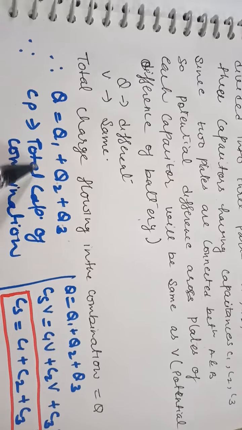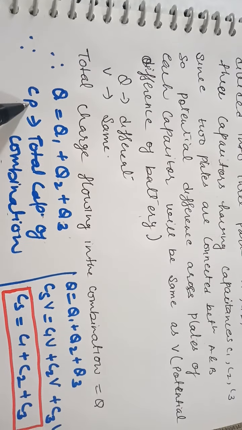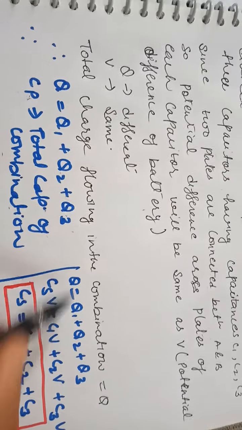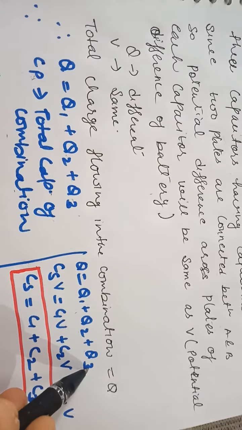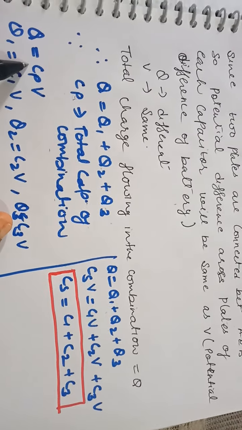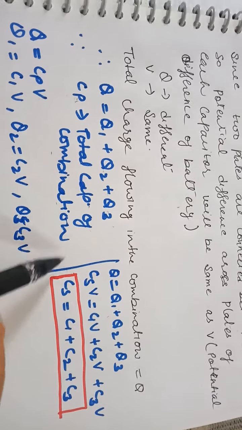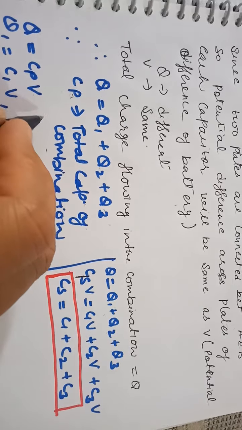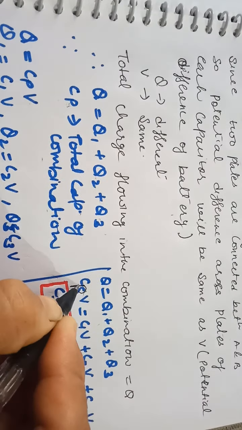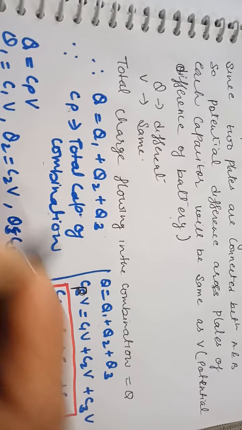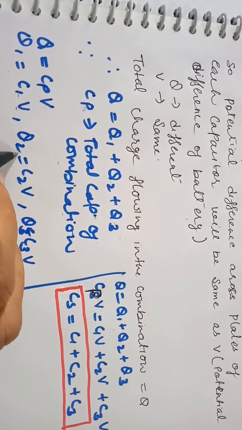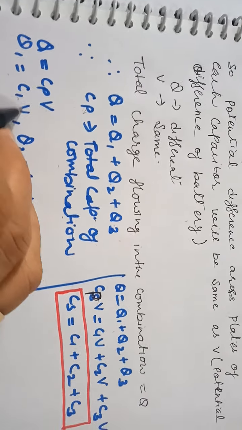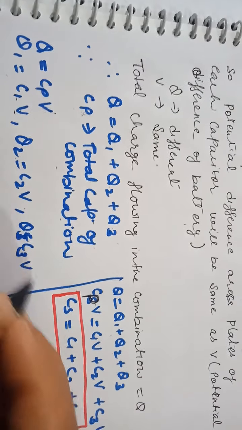If we suppose that the total capacitance of the combination is Cp in the parallel combination, now in this formula Q is equal to Q1 plus Q2 plus Q3, you will write Q is equal to CpV, and Q1 is equal to C1 into V, Q2 is equal to C2 into V, and Q3 is equal to C3 into V. Why? Because V is the same for all the capacitors.